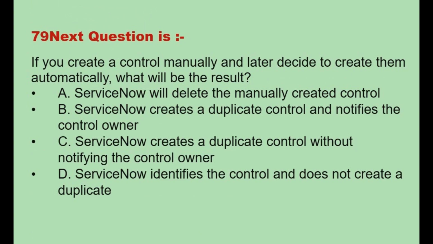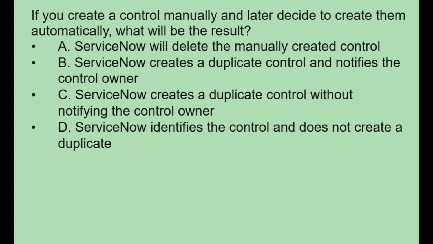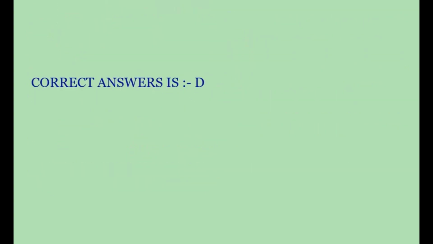Question is, if you create a control manually and later decide to create them automatically, what will be the result? Option A, ServiceNow will delete the manually created control. Option B, ServiceNow creates a duplicate control and notifies the control owner. Option C, ServiceNow creates a duplicate control without notifying the control owner. Option D, ServiceNow identifies the control and does not create a duplicate. Correct answer is option D.